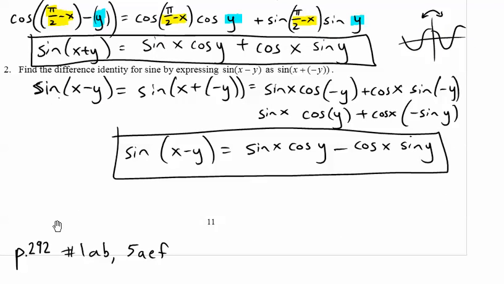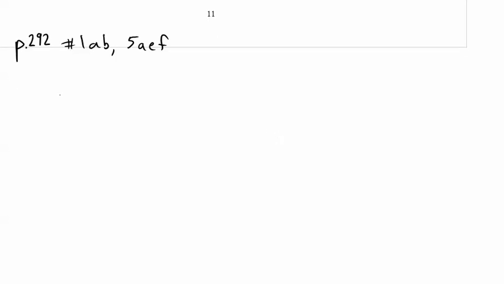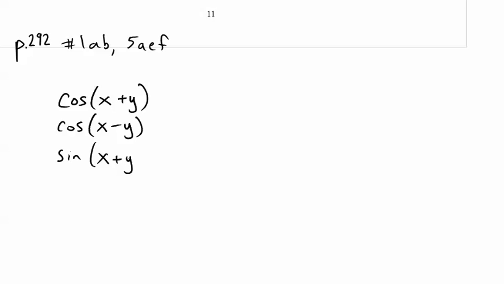So to practice this topic, you can take a look at page 292, numbers 1AB and 5A, E, and F. So from this lesson now we've gotten 4 formulas. These 4 formulas I'll always give you on a test. You don't have to memorize them. You don't have to know how they're derived, but you do need to know how to use them to find the ratio for angles that are not special angles.